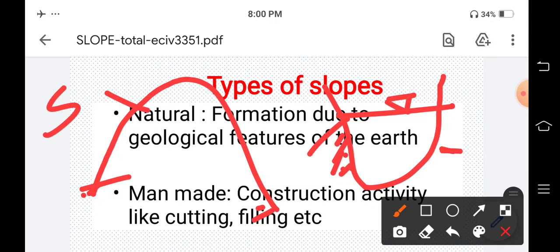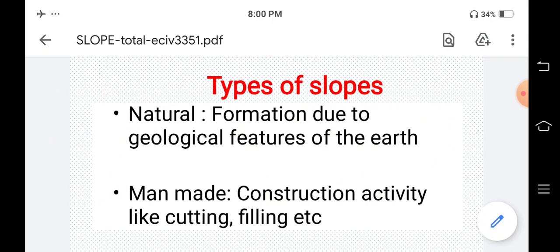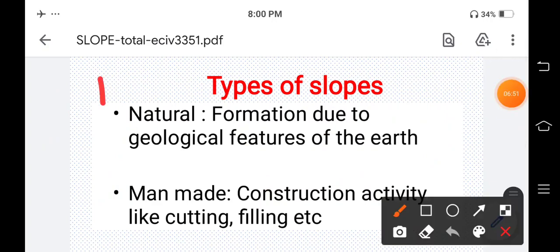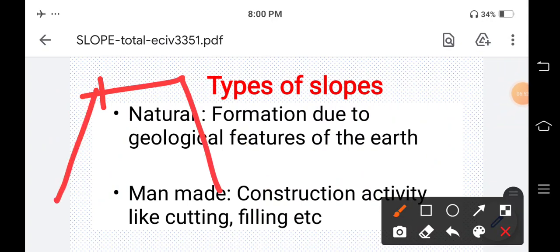The second one is the man-made slope. These are slopes created due to some construction activity, by our engineers. An example is the earthen dam, which is constructed using locally available soil or earthen materials. So this is called a slope. The inclined surface is called a slope.